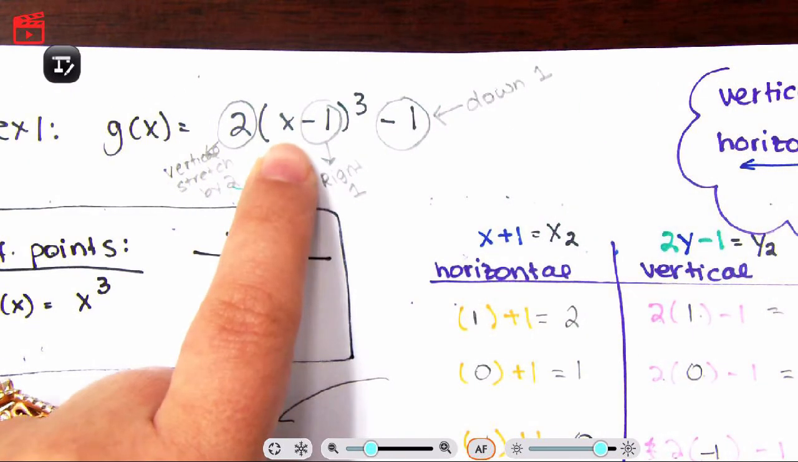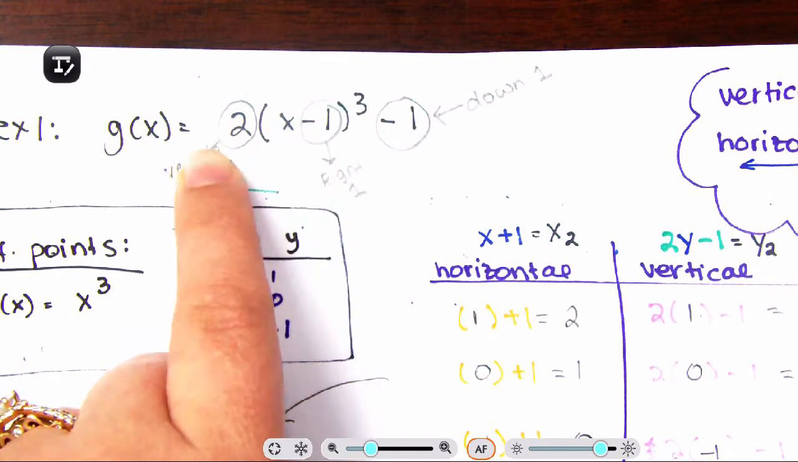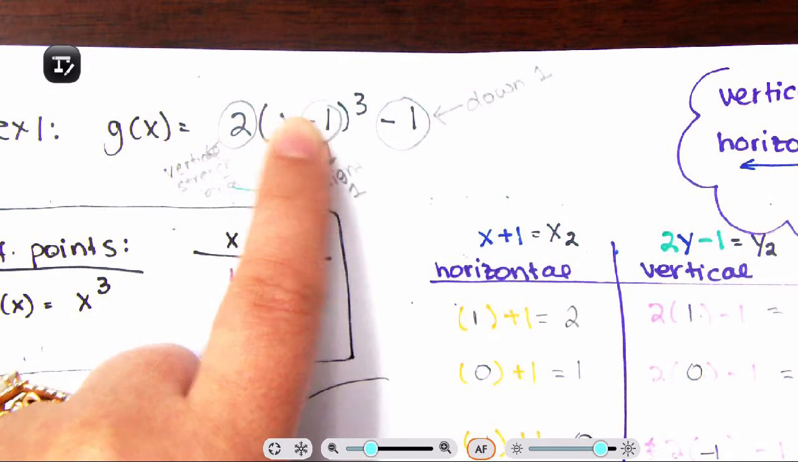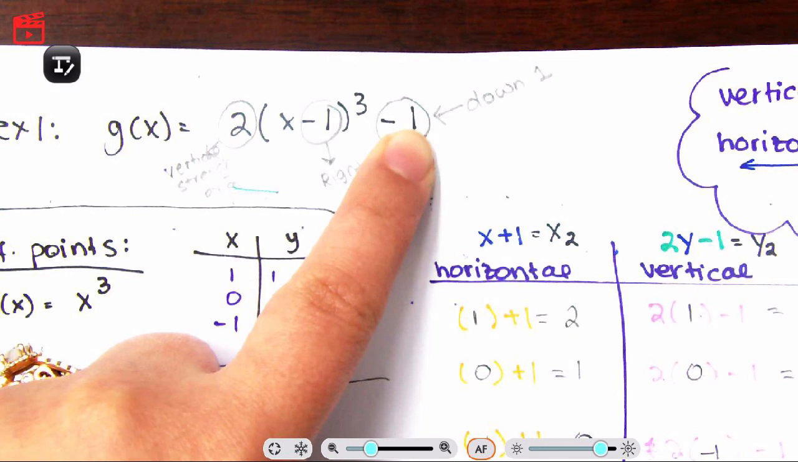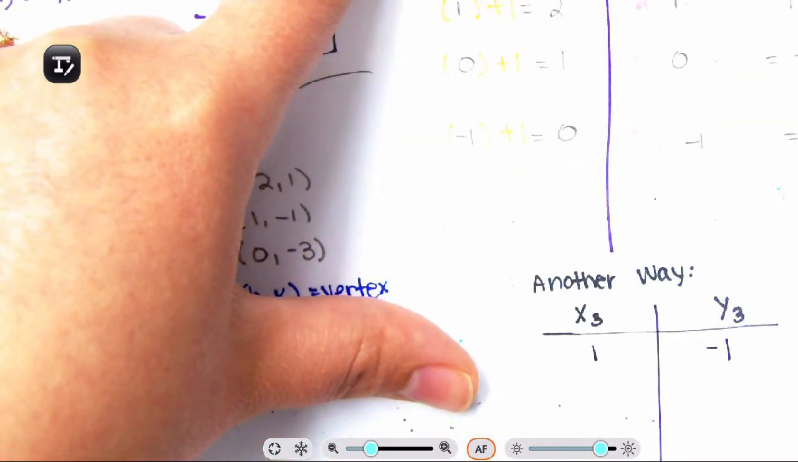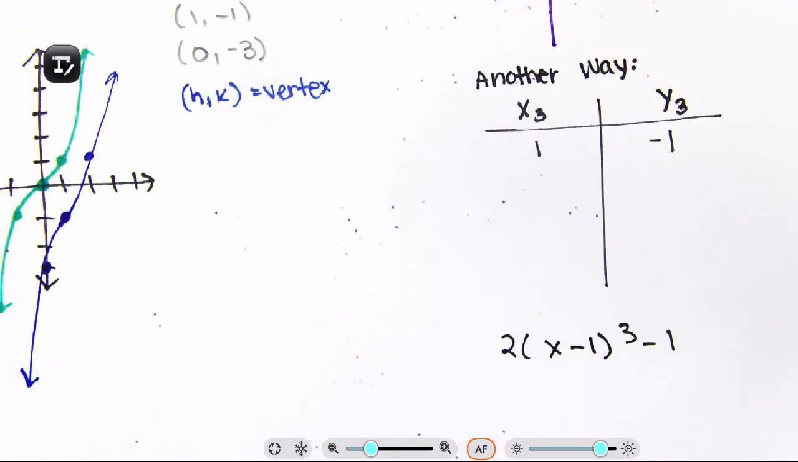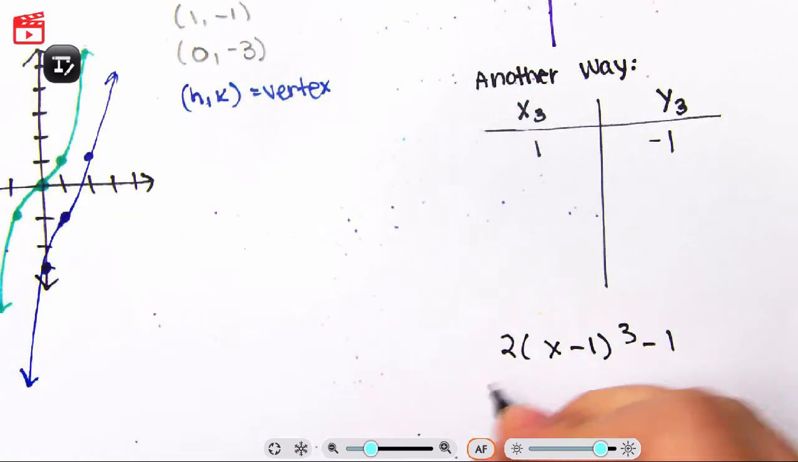So let's do 1. If I type in 1, 1 minus 1 is 0. 0 cubed is 0. 2 times 0 is 0. 0 minus 1 is negative 1. So if I plug in 1, my output is negative 1. And how am I doing this? I'm doing this: 2 times (x minus 1) cubed, minus 1. And I'm literally just plugging in numbers.